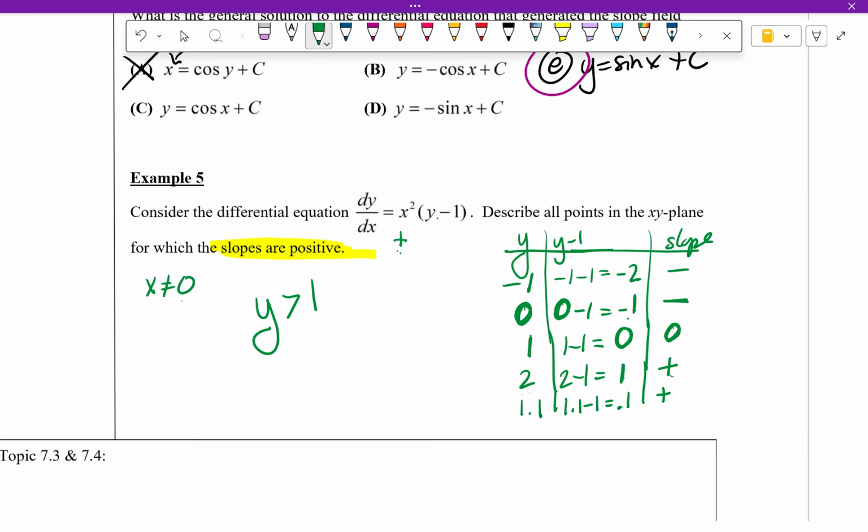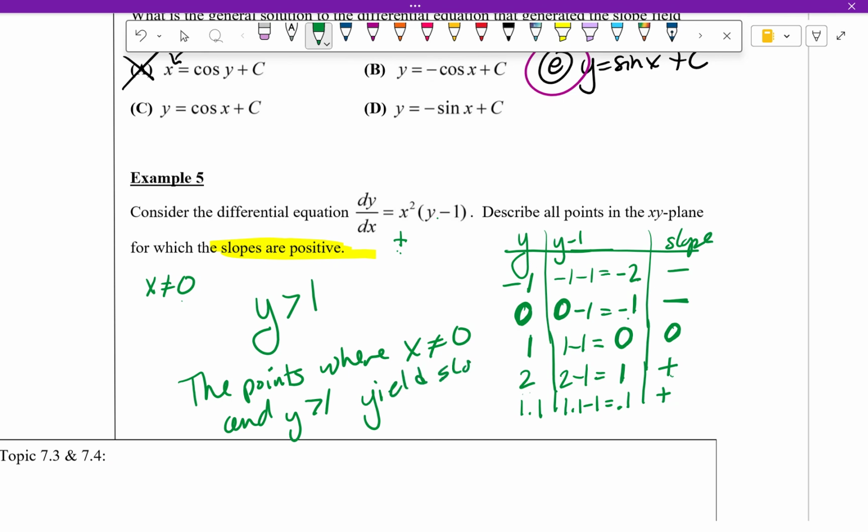All right, so I would probably write a little summary sentence here because it said to describe, right? So the points where x does not equal 0 and y is greater than 1 yield slopes that are positive. That's a fancy word. Yield slopes that are positive.